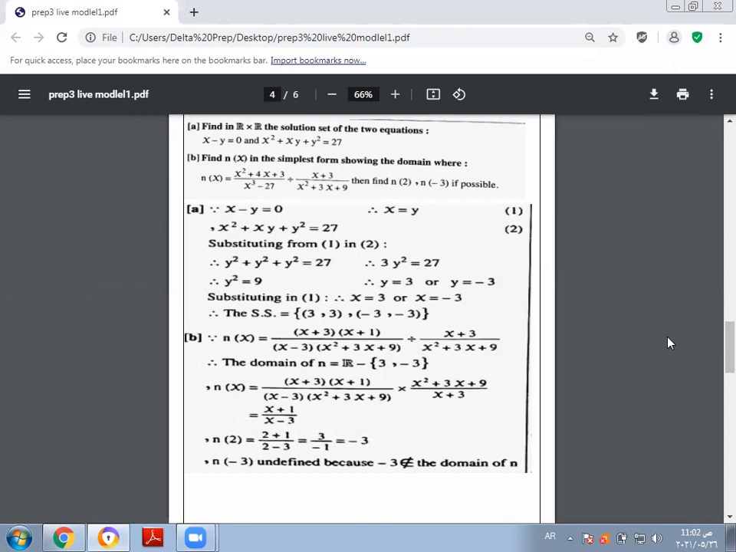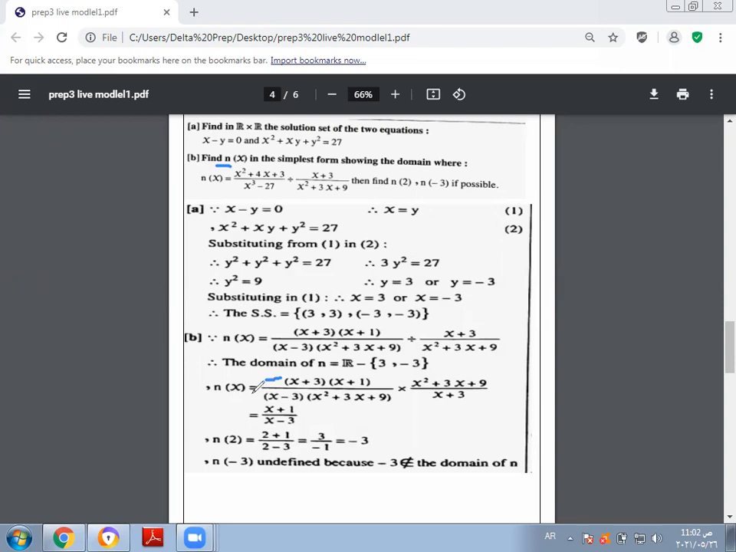First, we factorize each one of them. X power 2 plus 4x plus 3, we factorize it by two brackets. Here, first this, we factorize this by two brackets.